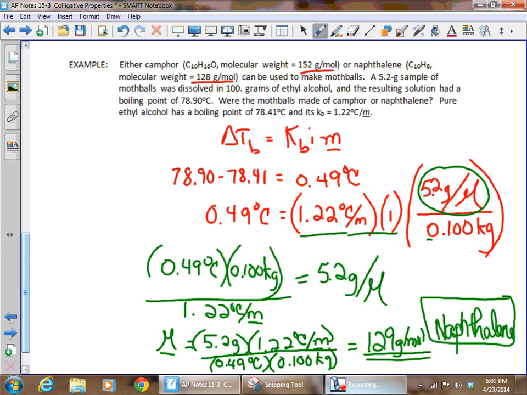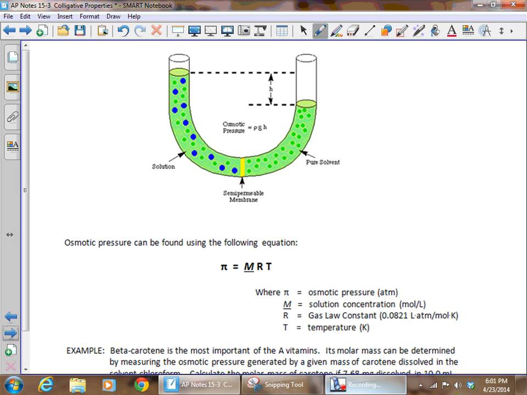So just a way that we can use this whole concept of colligative properties to determine molar mass. The last thing we want to talk about then is osmotic pressure. We elevate osmotic pressure, so that's our fourth colligative property, is the elevation of osmotic pressure.